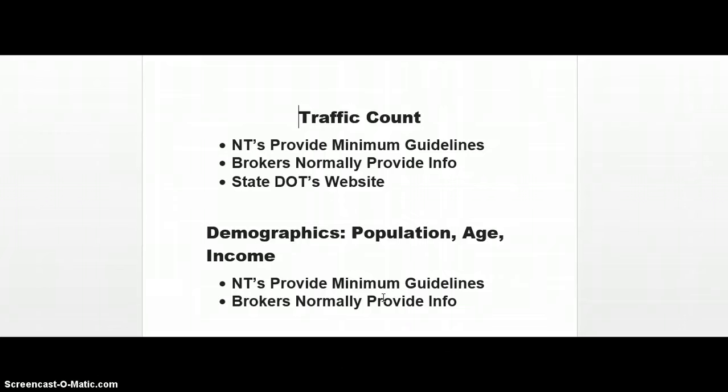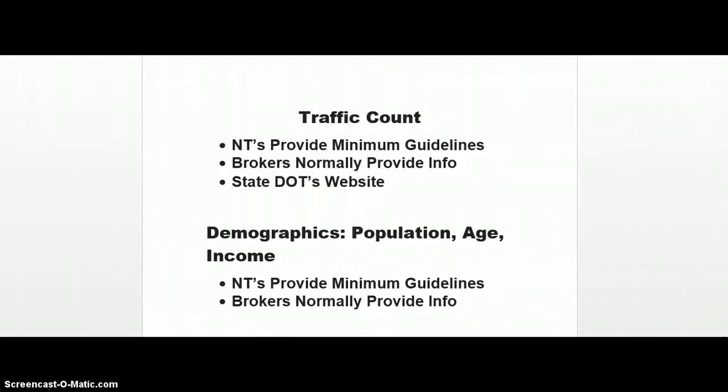But the demographics, normally it's within a one mile, three mile, or four mile radius is what they're looking for, which you'll see on the flyer when I show it here. So the same thing. The national tenant will provide the minimum guidelines, and the broker normally will provide that information for you. If not, you can discover it yourself. There's some other ways to do it.